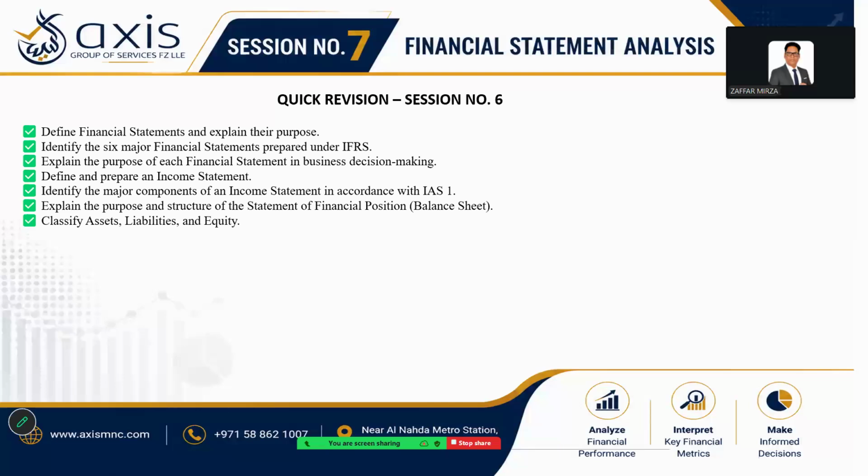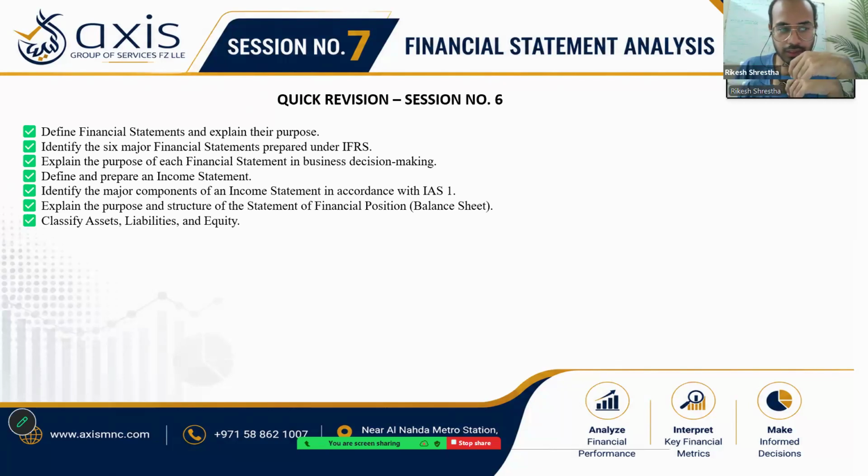Identify the 6 major financial statements prepared under IFRS. Vikesh, what are the 6 major financial statements? First one is income statement, balance sheet, cash flow statement, funds flow statement, notes to the accounts.